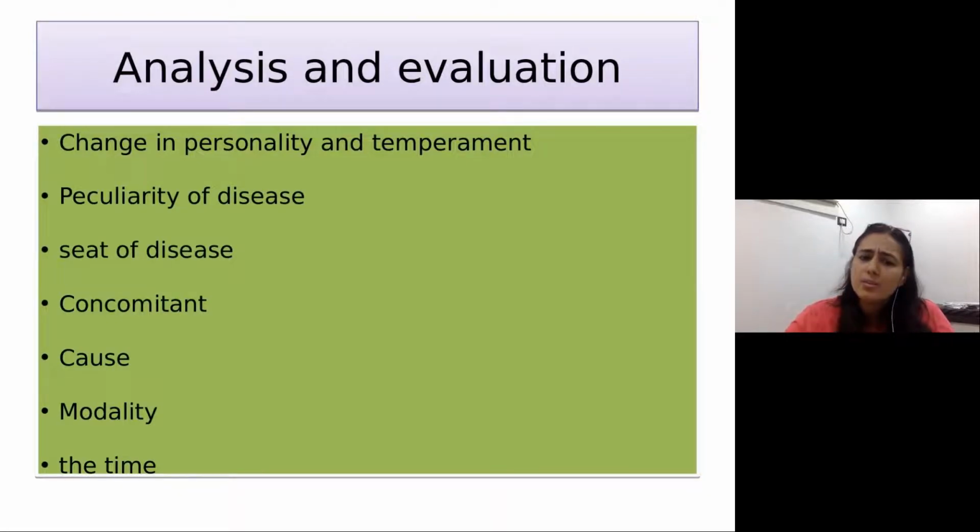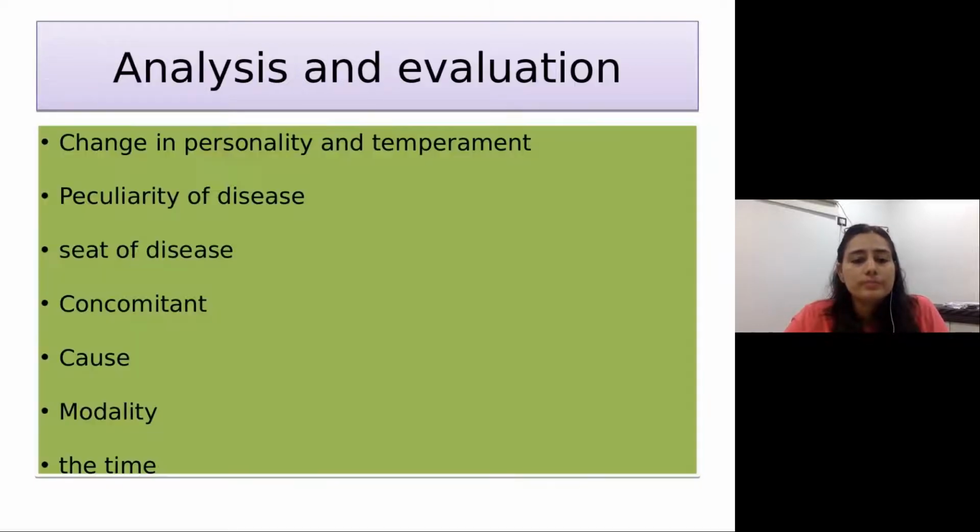So again, analysis and evolution, not going in deep, but in this case, we have to just see the present disposition, the temperament, what is peculiar about the disease, like why this disease is different from another, which part of the system the disease is located, any concomitant you get strong, any cause, modality, time, etc.